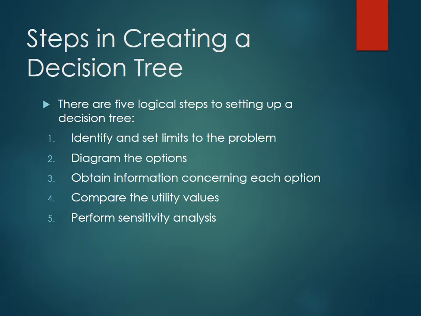So, five logical steps to setting up this decision tree. One, you want to identify and set the limits to the problem, then diagram the options, obtain information concerning each option, compare the utility values of those, and then perform sensitivity analysis. A lot of times you're going to see these in the literature, where they've run through these decision trees, developed them, and tested how well they work for their patient group, and then you decide whether you can apply it to your patients as well.